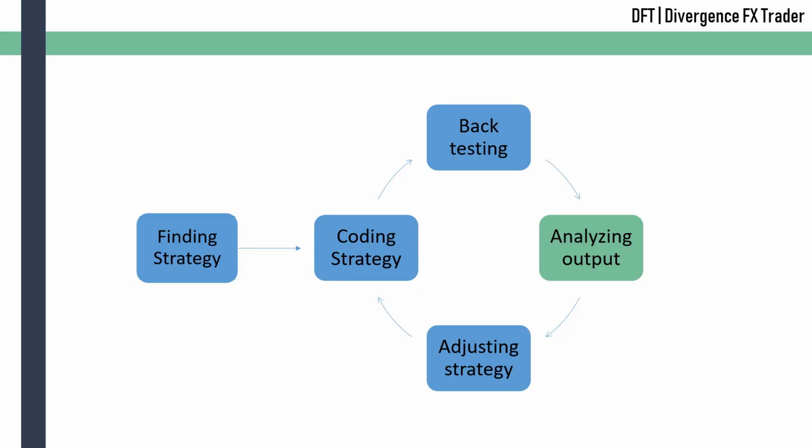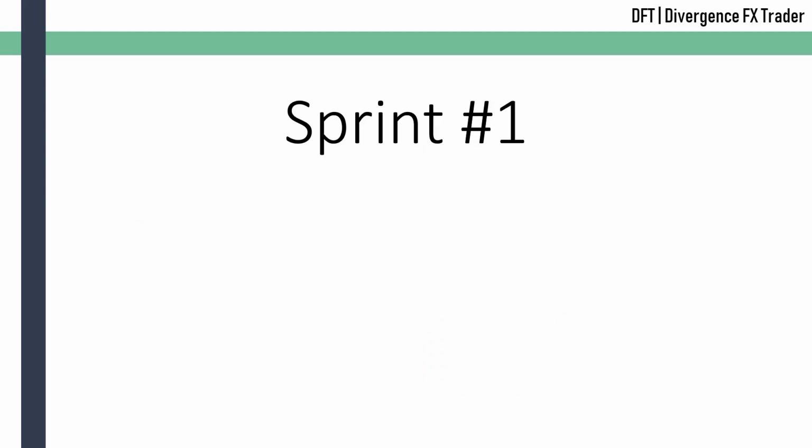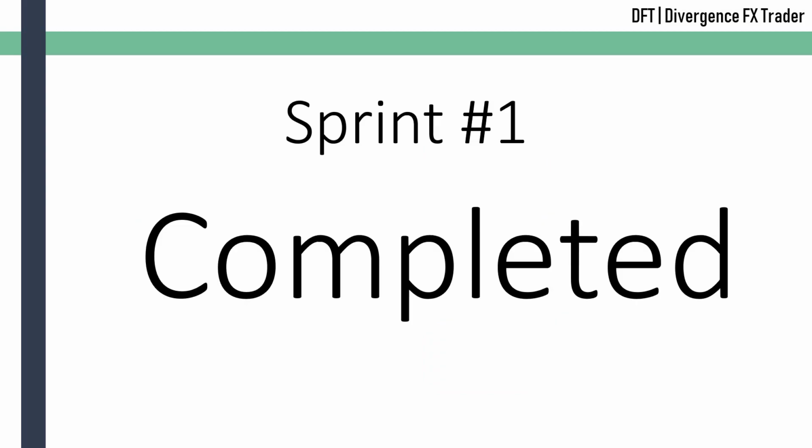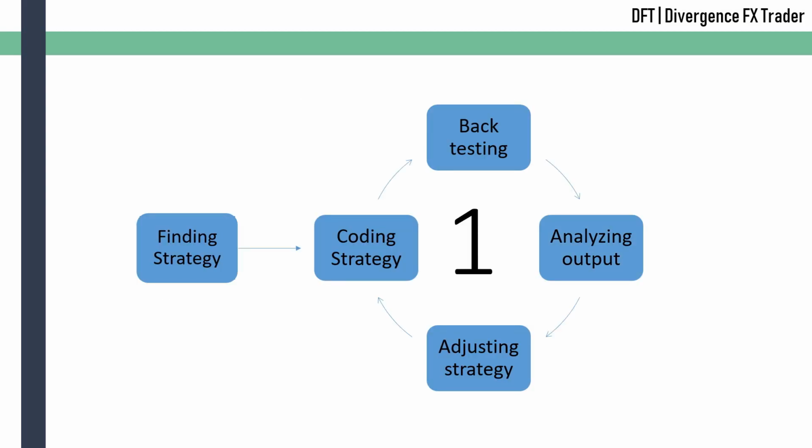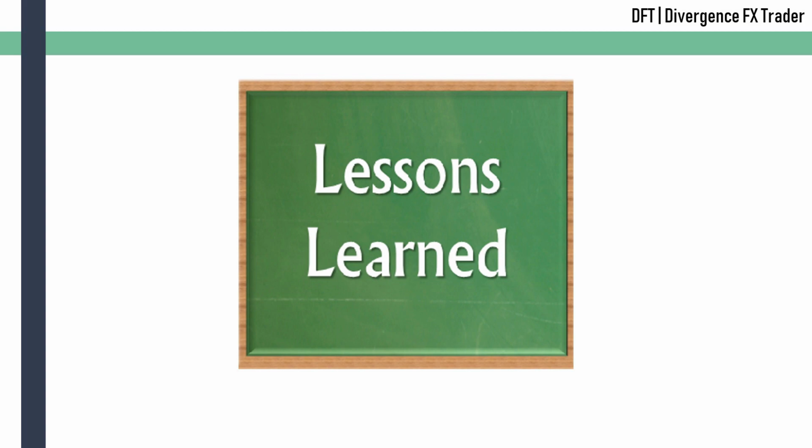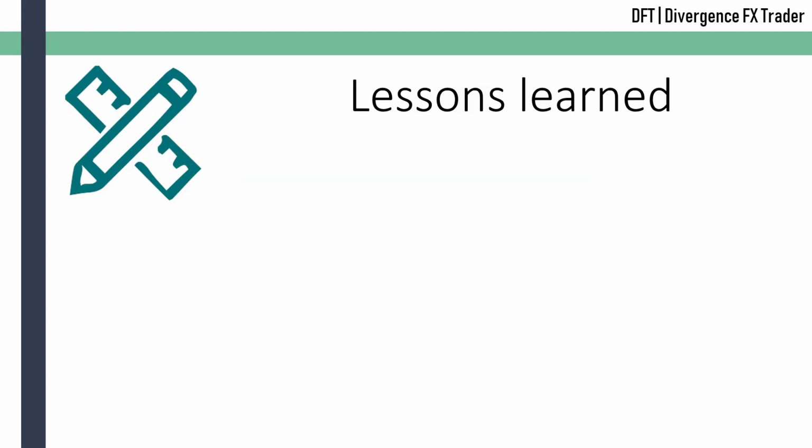Moving back to the cycle. The next step is adjusting the strategy, but as this is our first sprint, we can stop right here and I can say that sprint number one is finally finished. Now, when the sprint is finished, let's move to the lessons learned from sprint number one. First thing, trend following has big potential but needs to be mastered before deploying into production. We will work on that in the future.